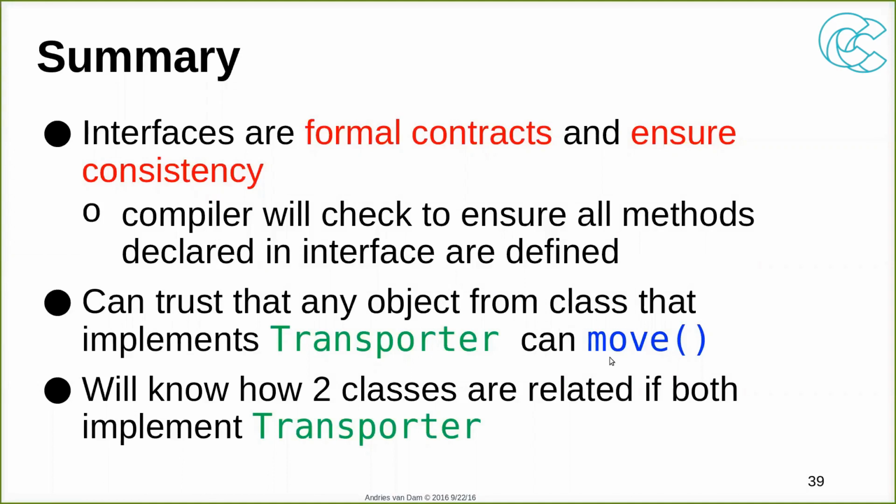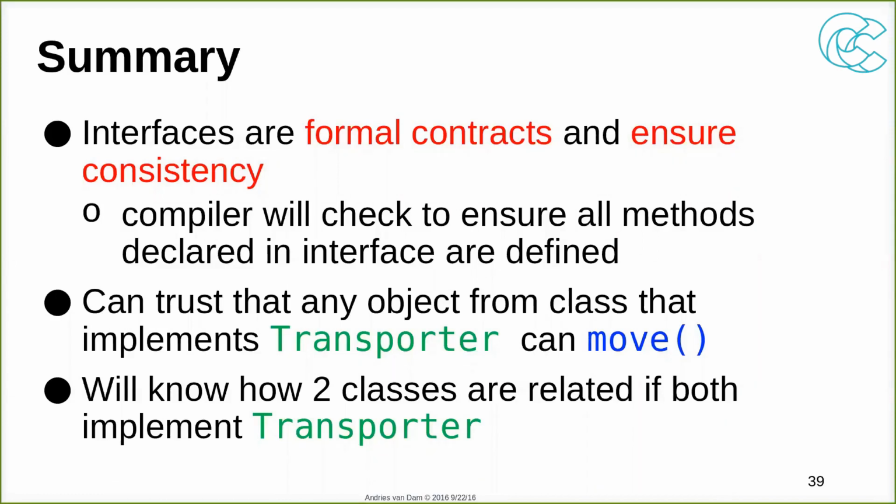In this case, let's say move. Whichever class implements Transporter, we would know for sure that it can move. Whether it's a car, bike, plane, metro, or train, if it implements Transporter, then it can move. So we'll know that for sure. That's the other advantage.